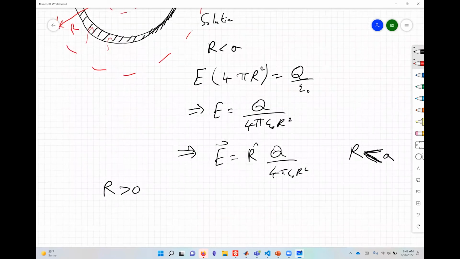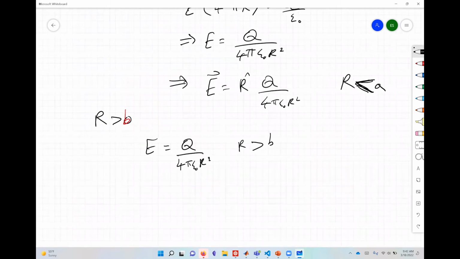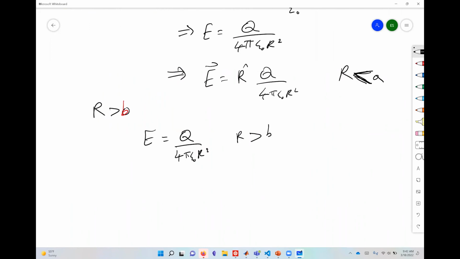So in this case, for R larger than B, it's still E equals Q over 4 pi epsilon naught R squared. This is for R larger than B, because I apply Gauss's law and nothing changes. The enclosed charge is still Q. However, the field inside the conductor is zero. So E equals 0 for R larger than A and less than B, because that's an ideal conductor.